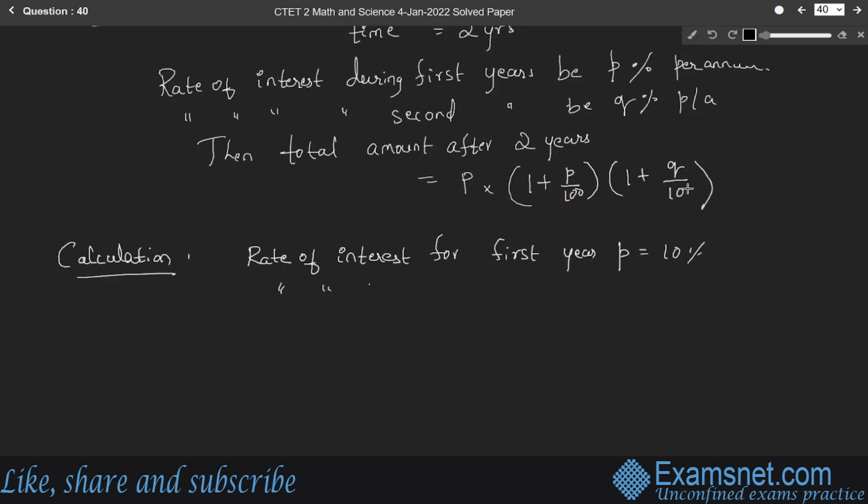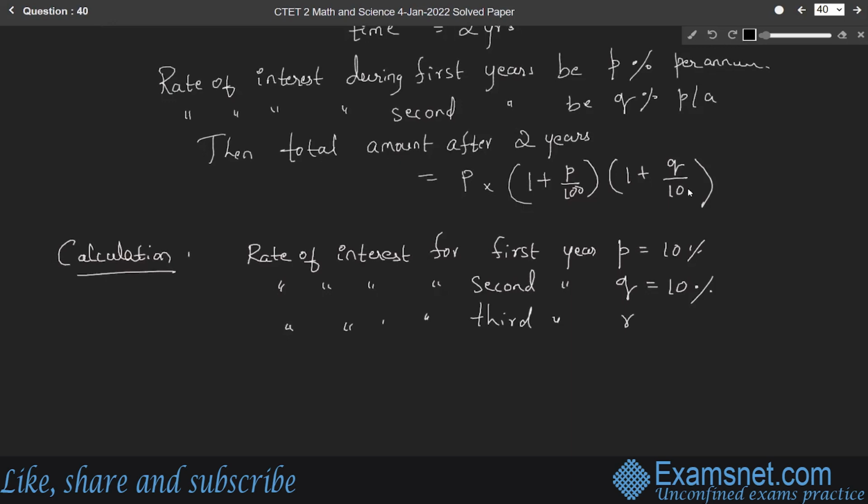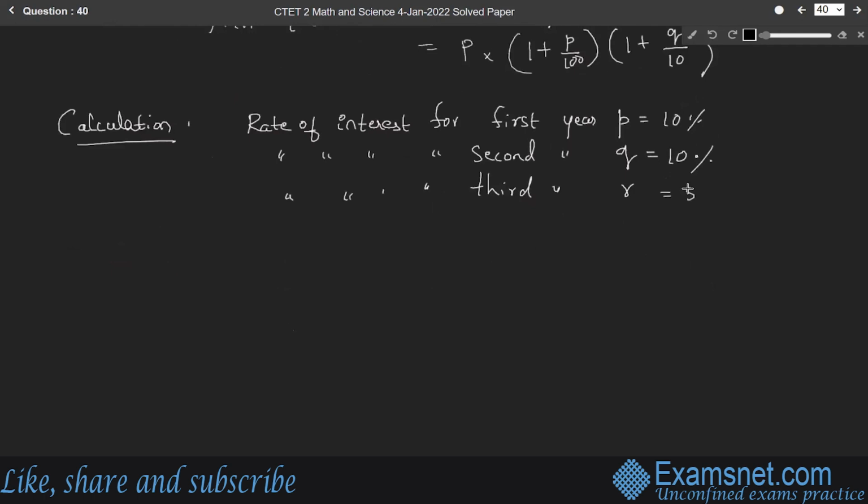So rate of interest for second year, that is small q, is also 10%, and the rate of interest for the third year, again we can take it as small r, it is only 5% because time is half a year. So in the question, the time period is 2.5 years. Therefore, rate of interest for the third year is only 5%.